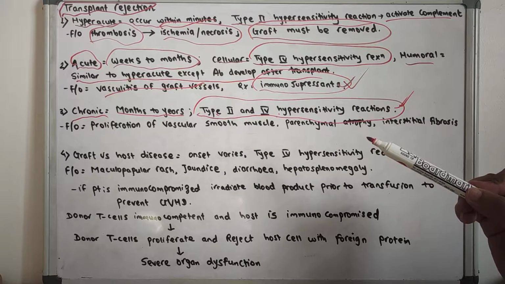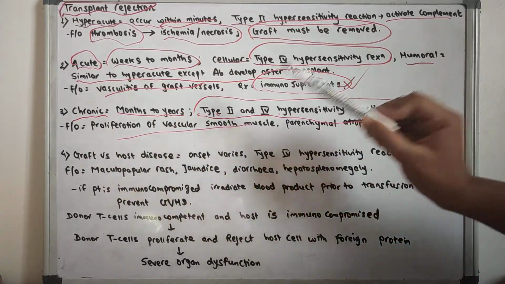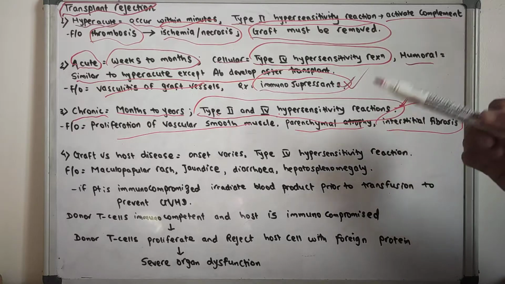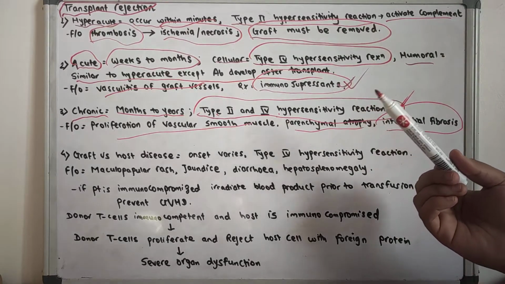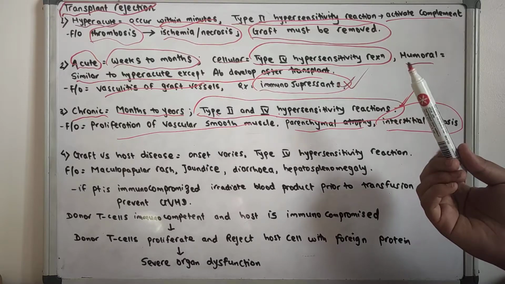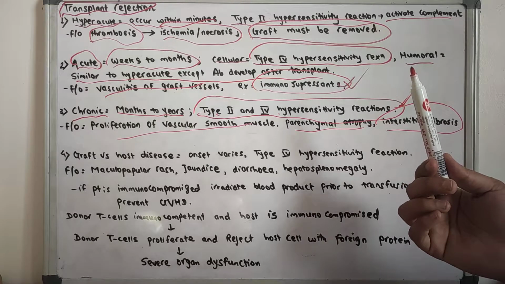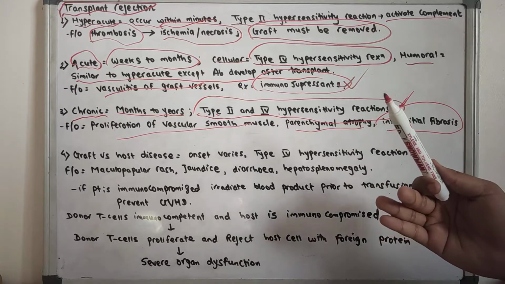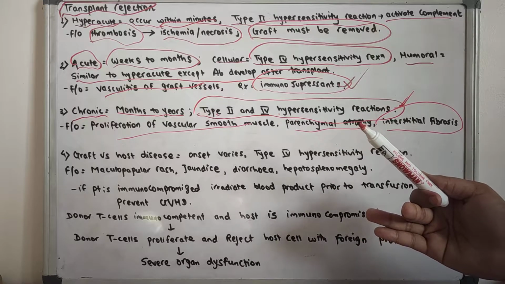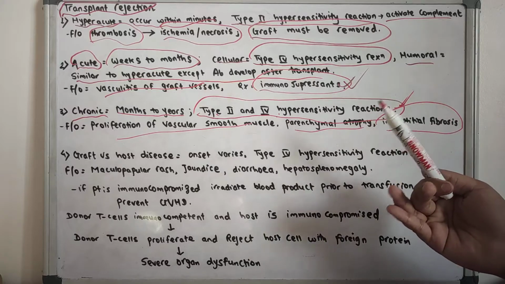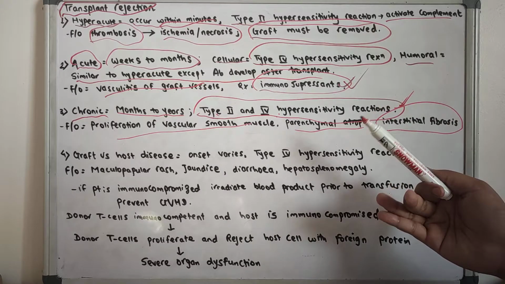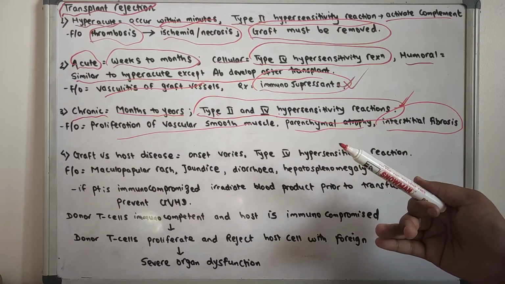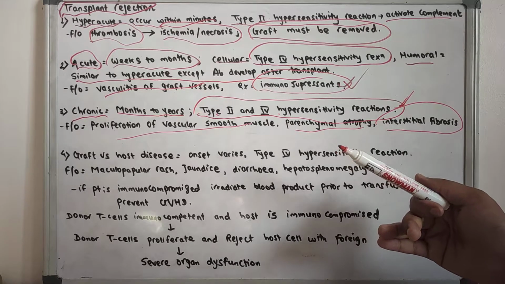The features we see are proliferation of the vascular smooth muscle, parenchymal atrophy, and interstitial fibrosis. So what we see is that the graft is dominated by atherosclerosis. Organ specific examples are chronic allograft nephropathy, bronchiolitis obliterans, accelerated atherosclerosis, which is seen in the heart, and vanishing bile duct syndrome.